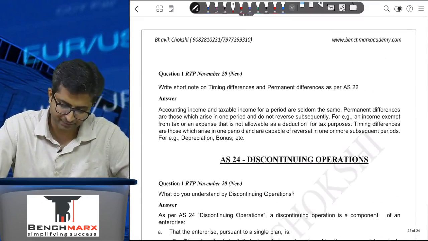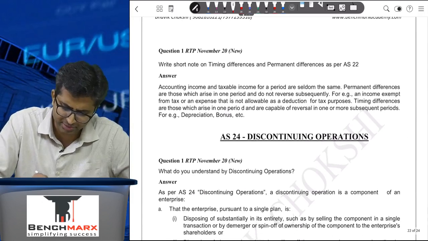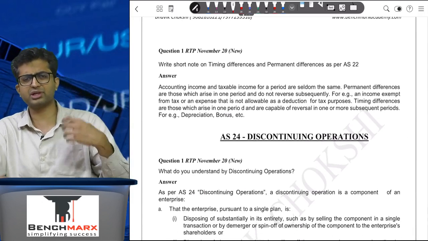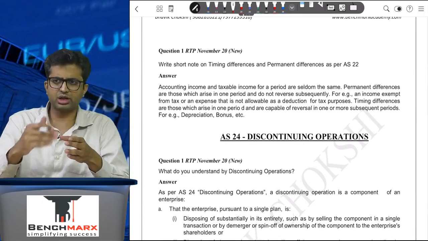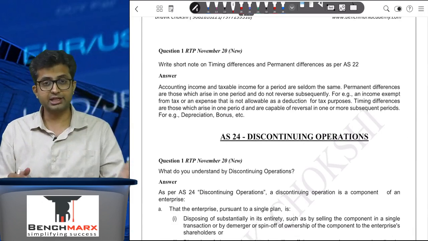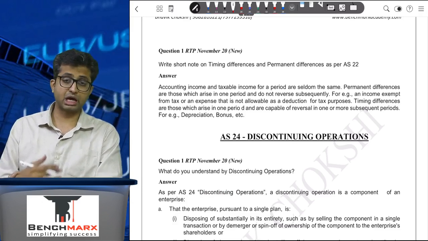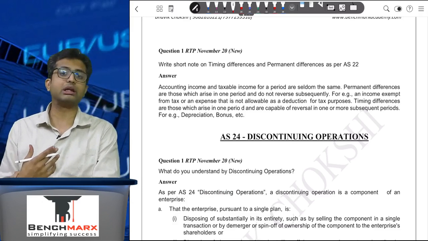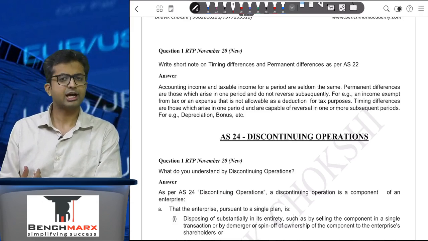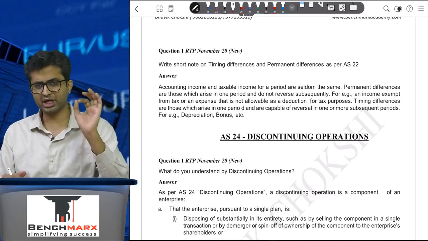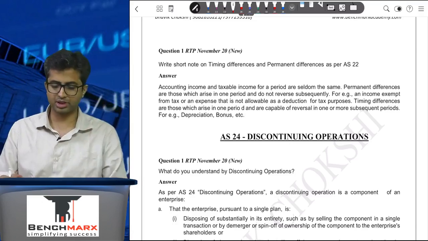Next you have AS22, timing differences and permanent differences. Timing differences are those differences which are created in one year and will get reversed in the future years, like depreciation, like section 43B items. Permanent differences are those differences which are created but they do not reverse in the subsequent years. That is permanent differences. You create deferred tax on only timing differences, not on permanent differences.